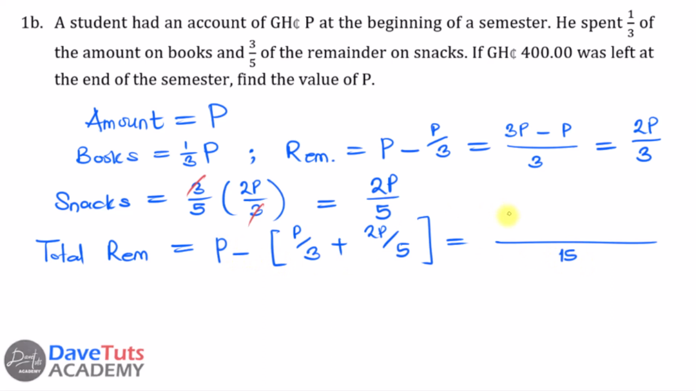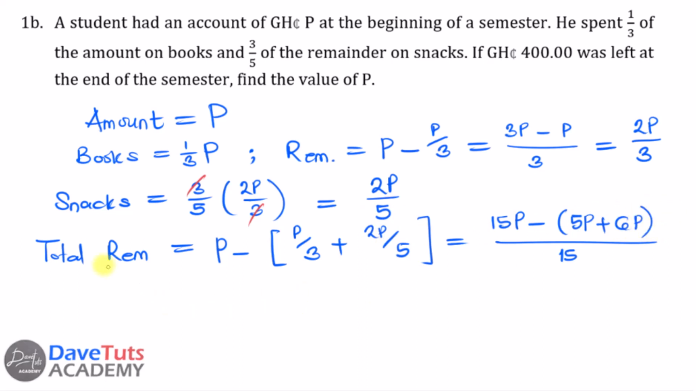So this p will be 15p minus, this is where we need to be careful. This is the amount spent on books and snacks, so it will still remain in that bracket. 15 divided by 3 is 5. 5 times p, that will be 5p. Then plus, now I'm putting plus because the negative sign is affecting the whole of this bracket. Okay, 15 divided by 5 is 3. 3 times 2p will be 6p.